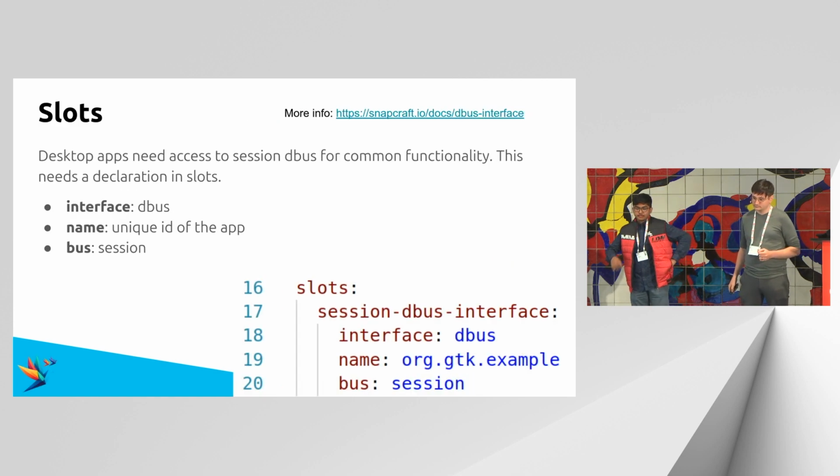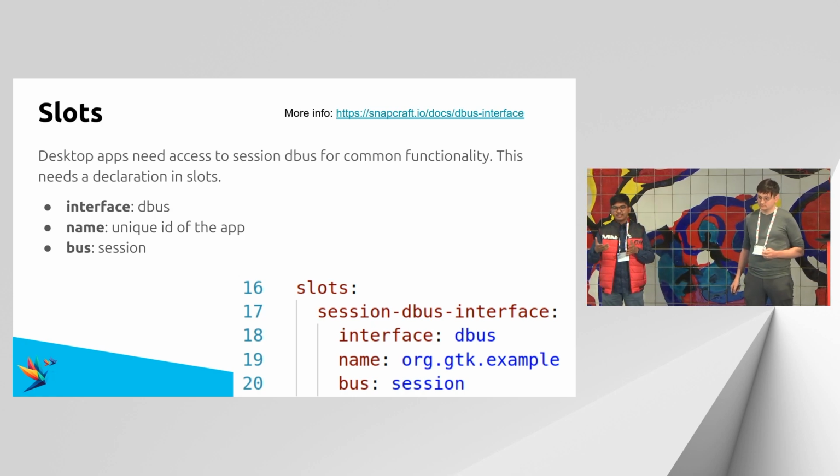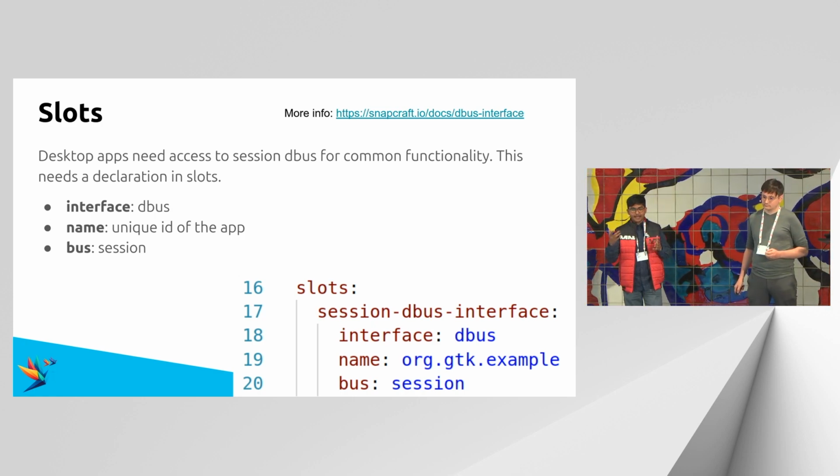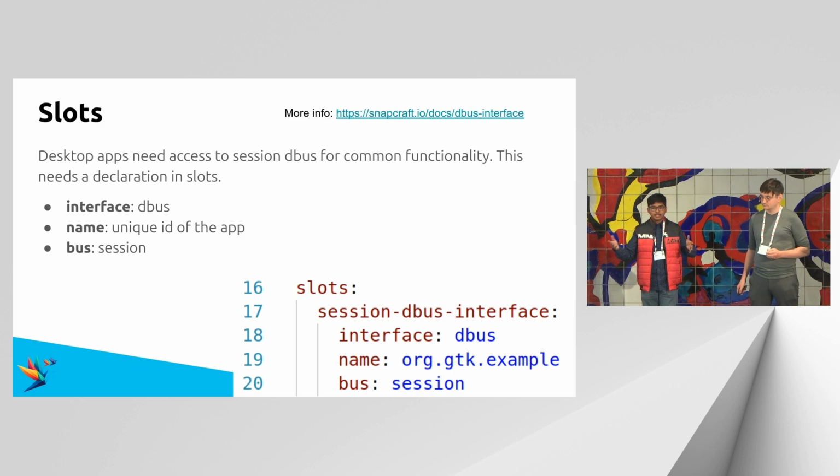Okay, now this is slots. Sometimes it needs to access the session device. That's basically when you want to talk with the session in the desktop on your host machine. So yeah, you declare it. You use the interface as dbus because this is a GTK application, so it uses dbus. And then the name is the unique ID of the app, here it is org.gtk.example. And then the bus is a session bus because you are talking with the host session. And then you just get the app working, talking with the desktop dbus.